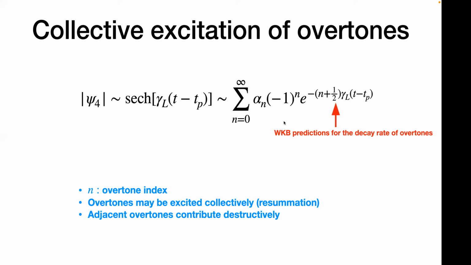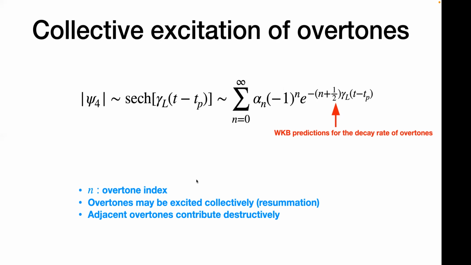This fact implies that overtones are excited in a way such that they can be resummed into a single time domain function. And then next we can see this (-1) to the nth power. It implies that adjacent overtones contribute destructively. We have 1 minus 1, 1 minus 1. And I will show you later this relation does hold in numerical relativity waveforms.